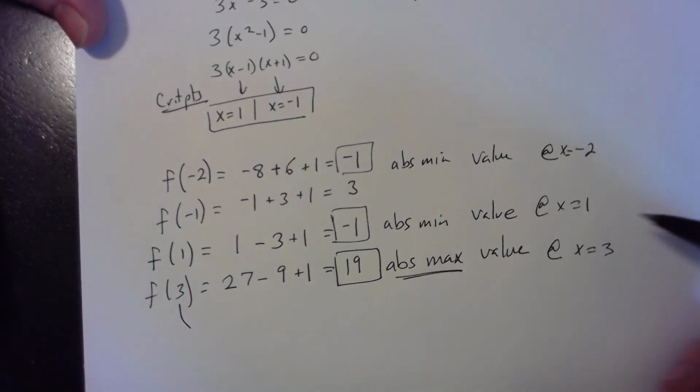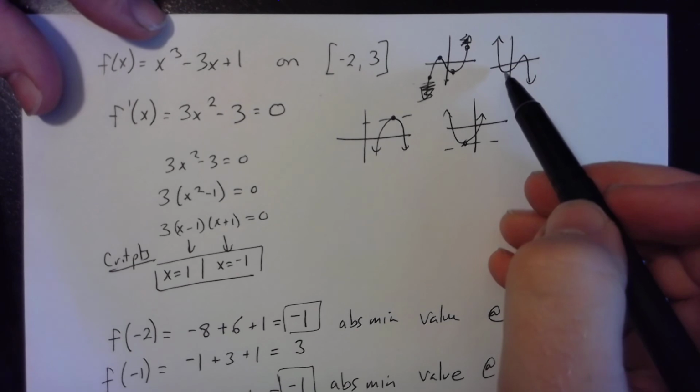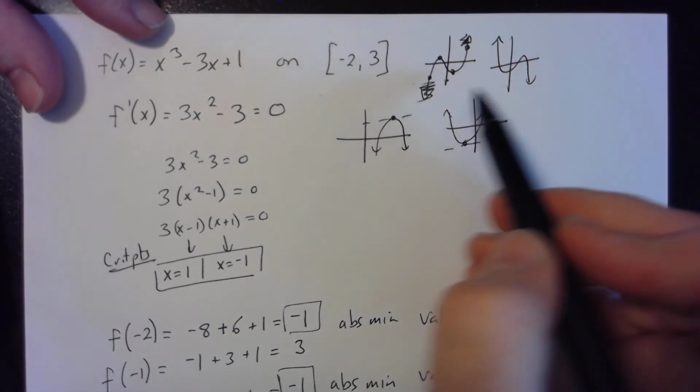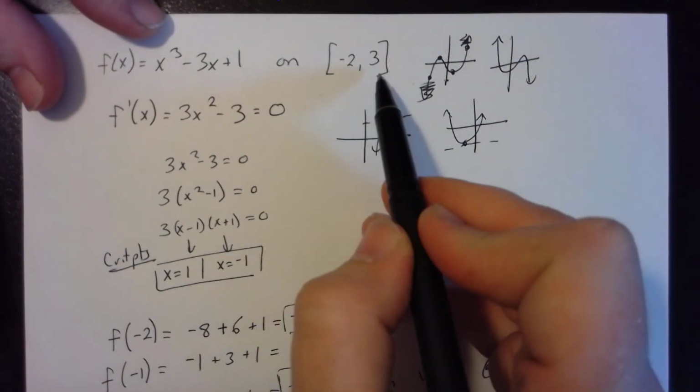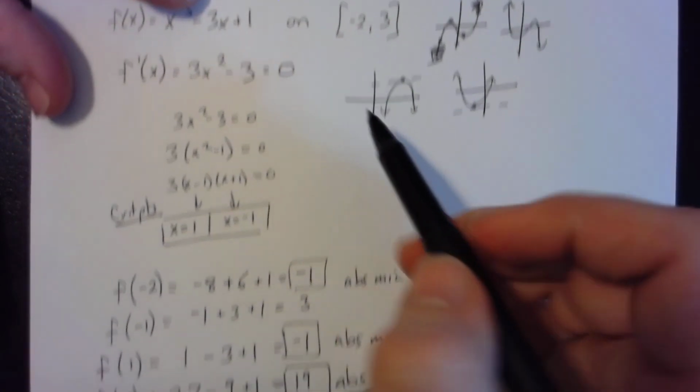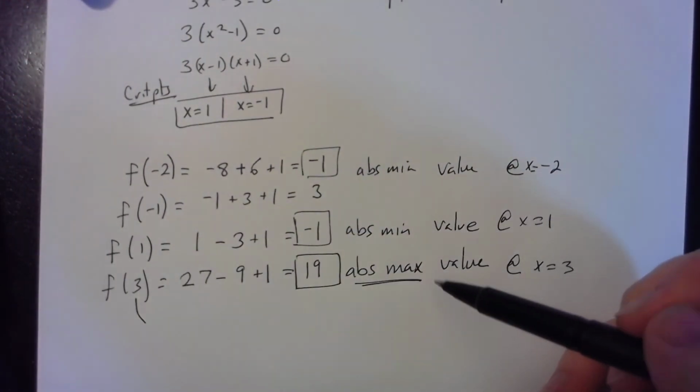In that case, we now can guarantee, even though a cubic function continues on forever in both directions, if I limit it based on a closed interval, that does provide me with a guaranteed absolute min and a guaranteed absolute max.